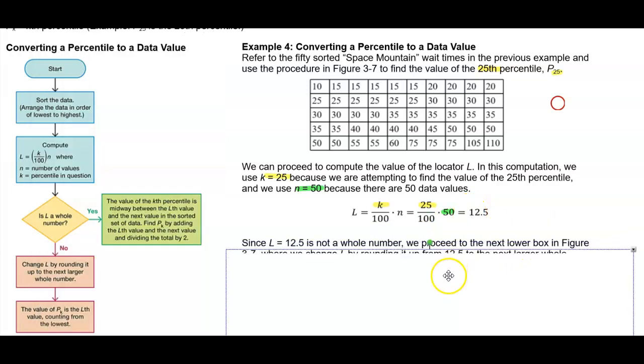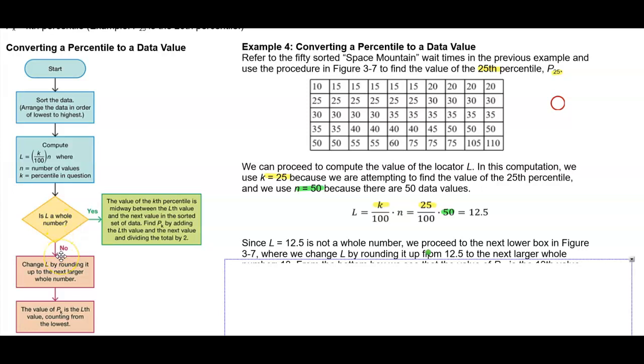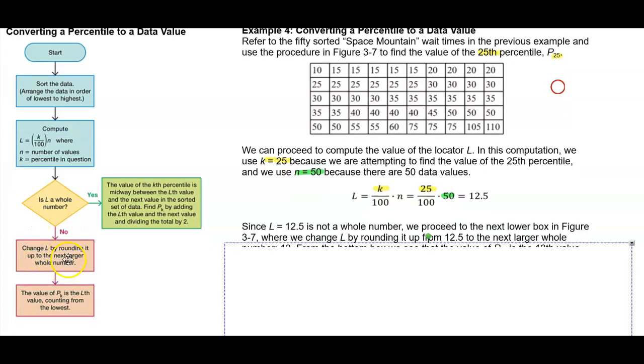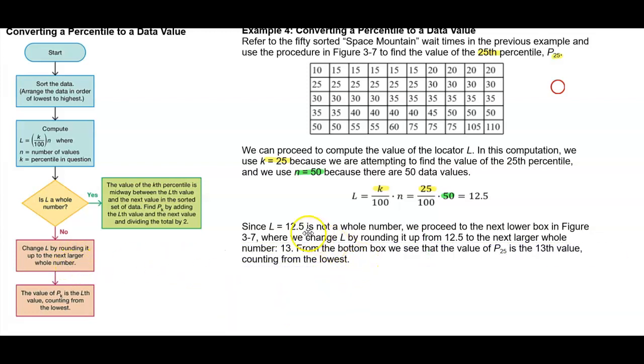Now 12.5, if you notice here, is not a whole number. So now we need to go back to where it says change L by rounding it up to the next larger whole number. Since L is 12.5, which is not a whole number, we proceed to the next lower box in figure 3.7 where we change L by rounding 12.5 up to the next larger whole number, which is 13. Now, from the bottom box, we see that the value of the 25th percentile is the 13th value counting from the lowest.